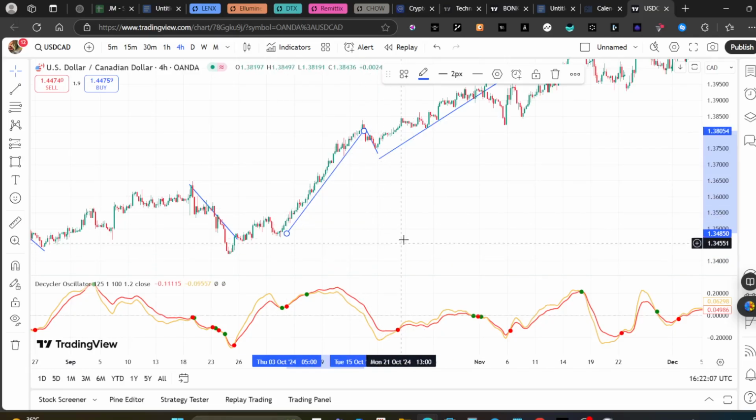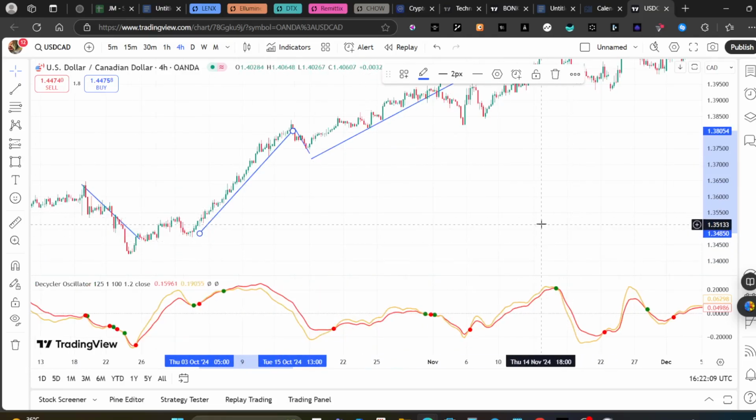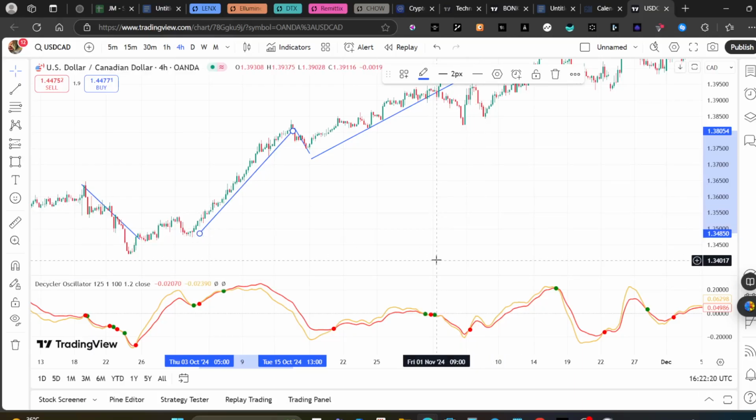This indicator can also help you confirm market direction. If the oscillator is moving in the same direction as the price action, you have a stronger confirmation of the trend. Conversely, if the oscillator is moving against the trend, it could indicate a reversal or that the current trend is losing strength.